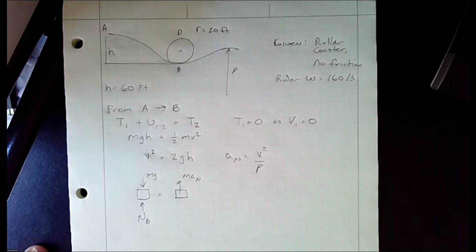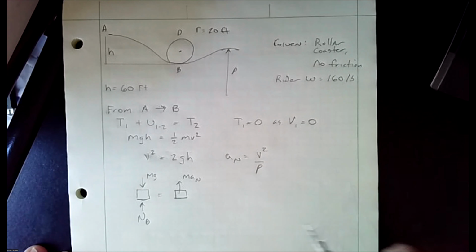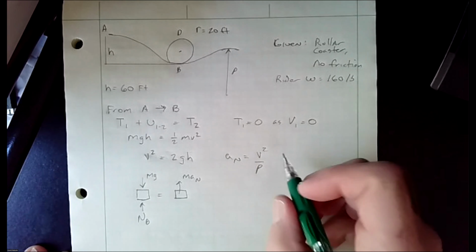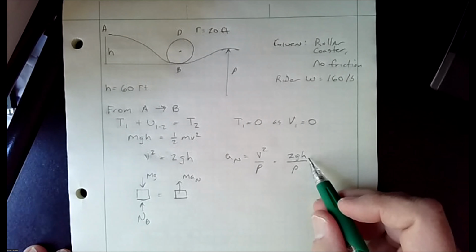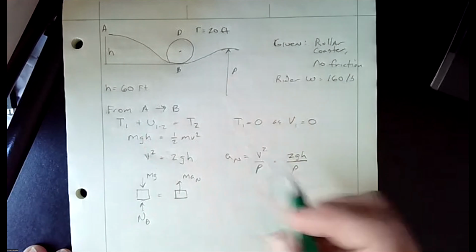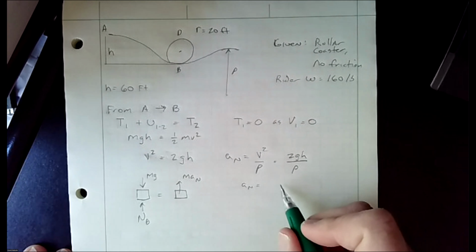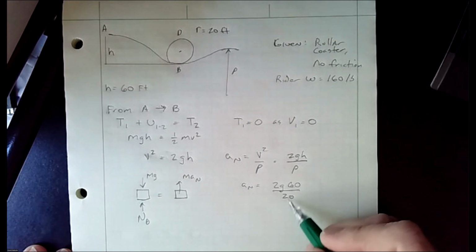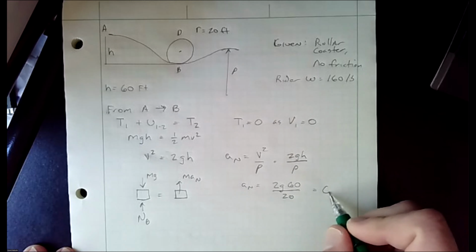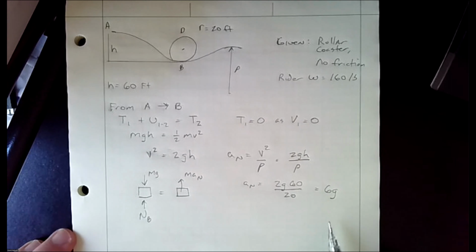So if I go ahead and substitute in here v squared equals 2gh, I get 2gh over rho. But I know that h is 60 feet. I know rho is 20, so I can also write this as A_N equals 2g times 60, all over 20. So that's basically 3 times 2, or 6g. Now you could multiply everything out, but this I think is a little easier, because now we see the normal acceleration is basically 6g.